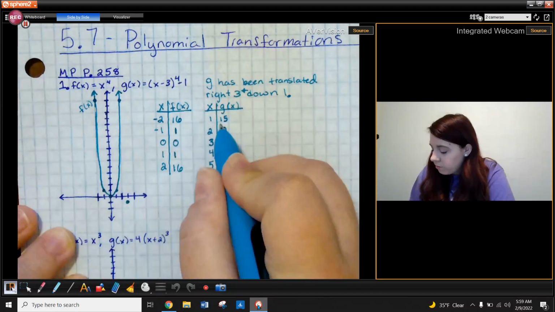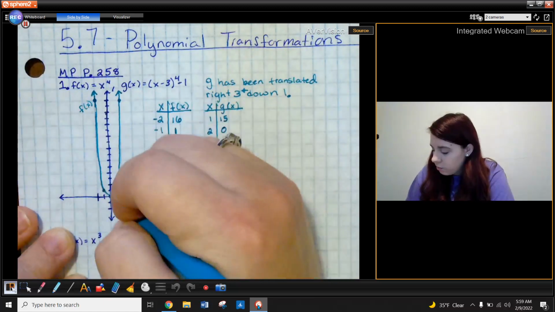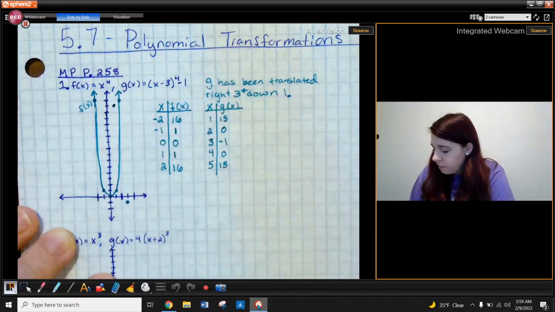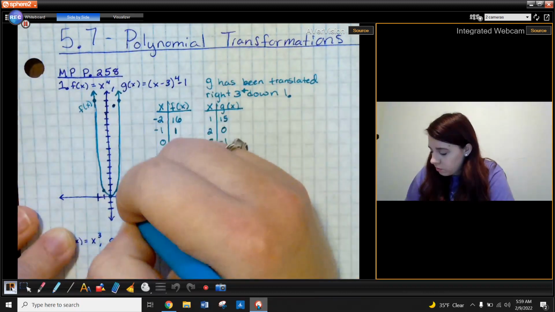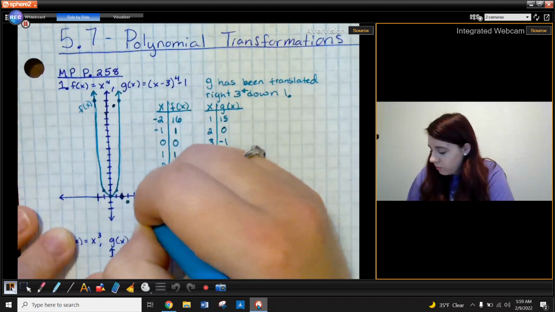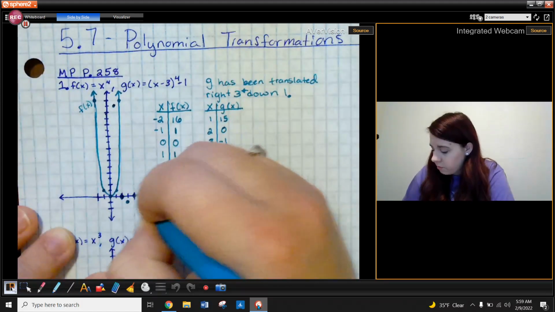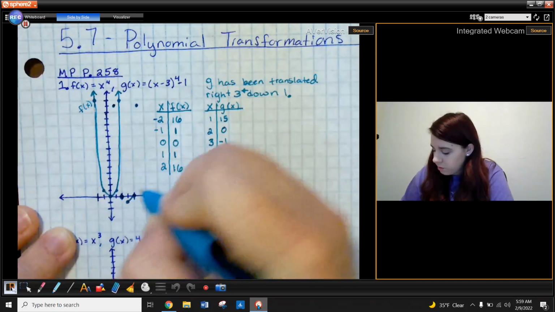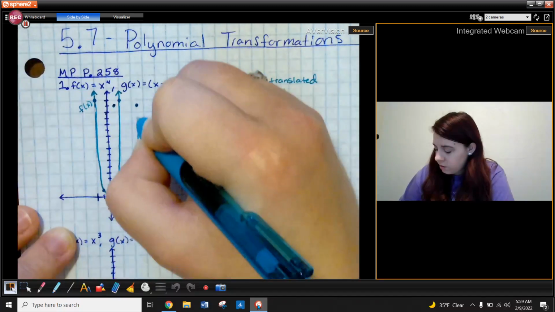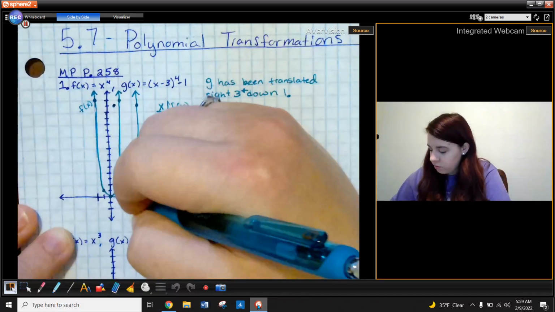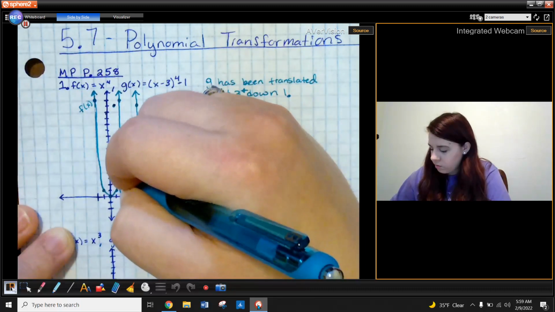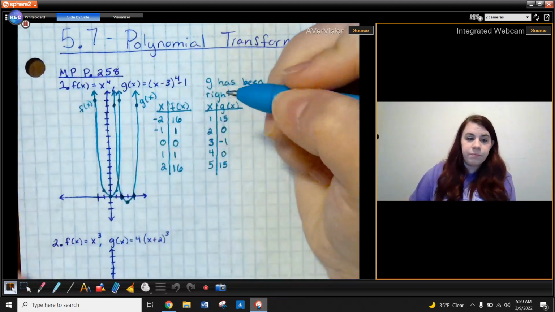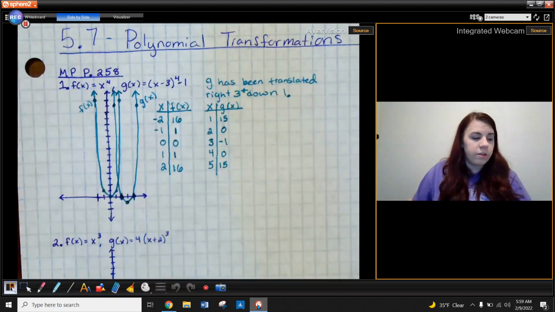I'll have a point at 1, 15. So this will be at 1, 15, about there. I'll have a graph at 2, 0. So here. I'll have a graph at 4, 0 there, and then I'd have one at 5, 15 again. I just need to be very sharp about this curve. So this is my g of x. Okay? Got them both graphed. Awesome.